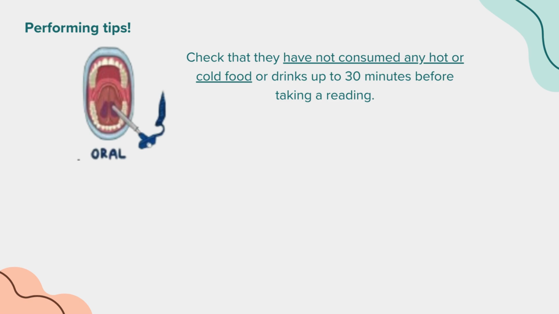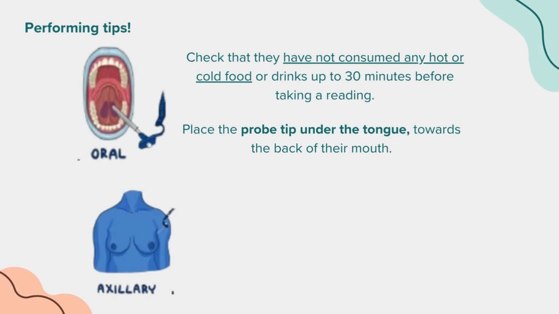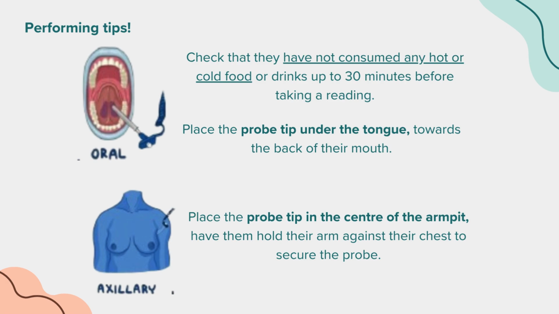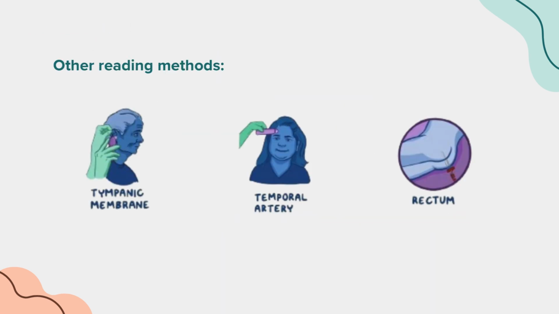Performing tips: for oral temperature, check that they have not consumed any hot or cold food or drinks up to 30 minutes before taking a reading. Place the probe tip under the tongue, towards the back of their mouth. For axillary, place the probe tip in the center of the armpit, and have them hold their arm against their chest to secure the probe. Other temperature reading methods: tympanic, temporal, and rectal.